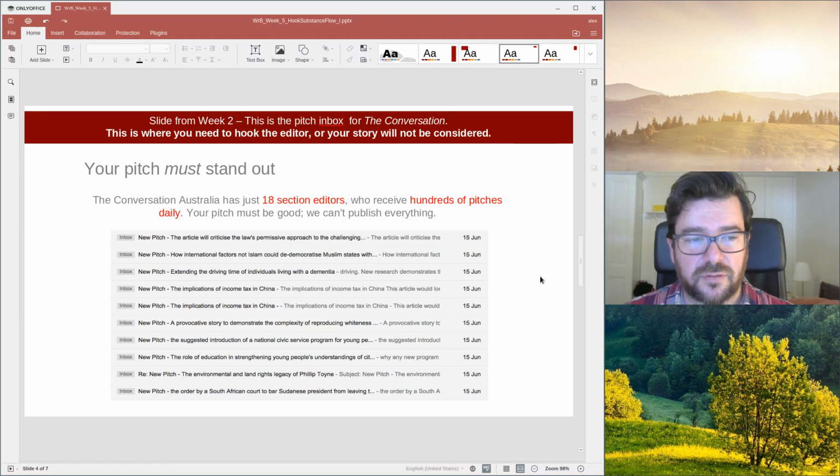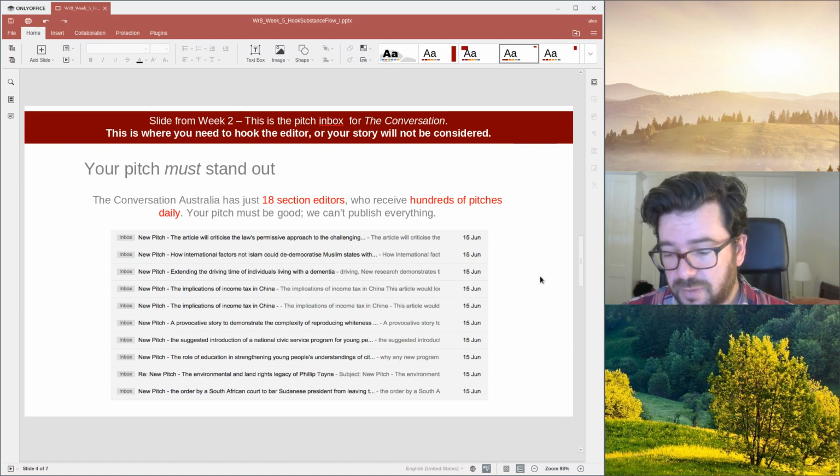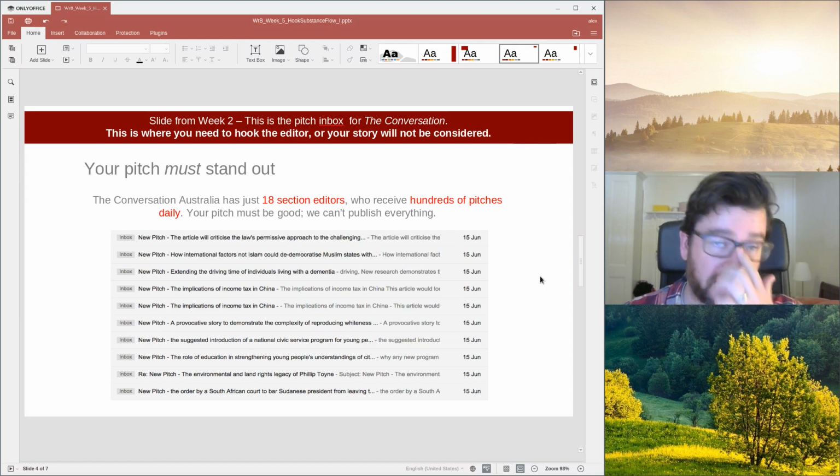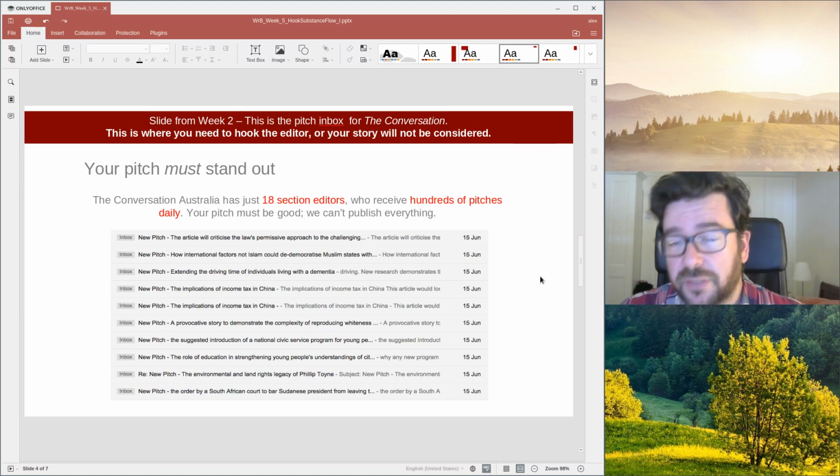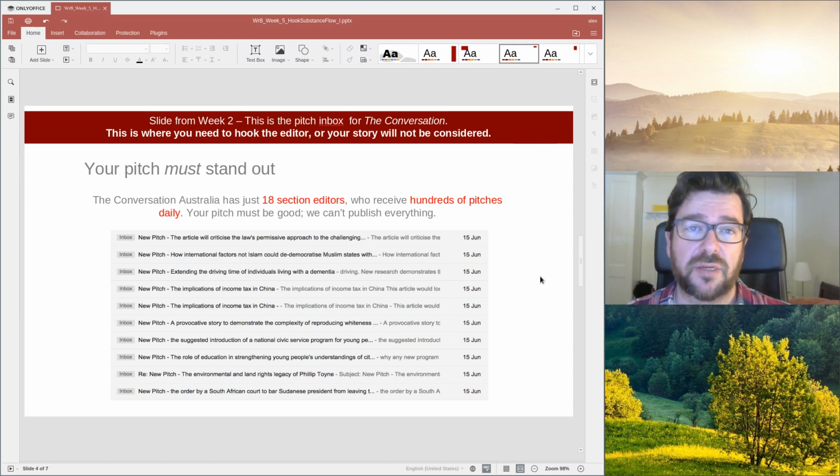this is what the inbox of somebody who works for The Conversation, the pitch inbox of somebody who works for The Conversation looks like. It's hundreds of pitches, essentially, coming in, each of which the editor needs to look at, but only has a very limited amount of time to be able to make a yes-no decision with which to get back to the author and say, yes, I would like you to write that story. Please start writing it. Here are some instructions for you. Or no, it sounds really interesting, but we're just not interested in that at the moment, for whatever reason.